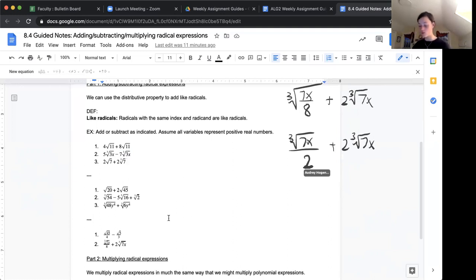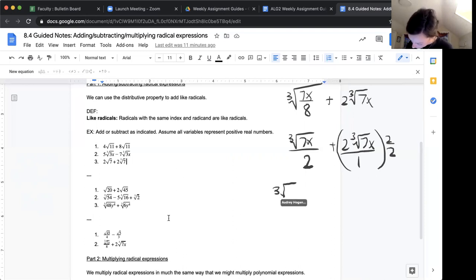And then I want to go ahead and make sure that I have a common denominator so I can do my addition. The common denominator is 2. Sorry. So I need to multiply my second expression by 2. So I will have the cube root of 7x over 2. That guy doesn't change. Plus 2 times 2 cube root of 7x over 2. 2 times 2 is equal to 4. So I'm going to go ahead and rewrite that as 4. So I have the cube root of 7x plus 4 times the cube root of 7x.